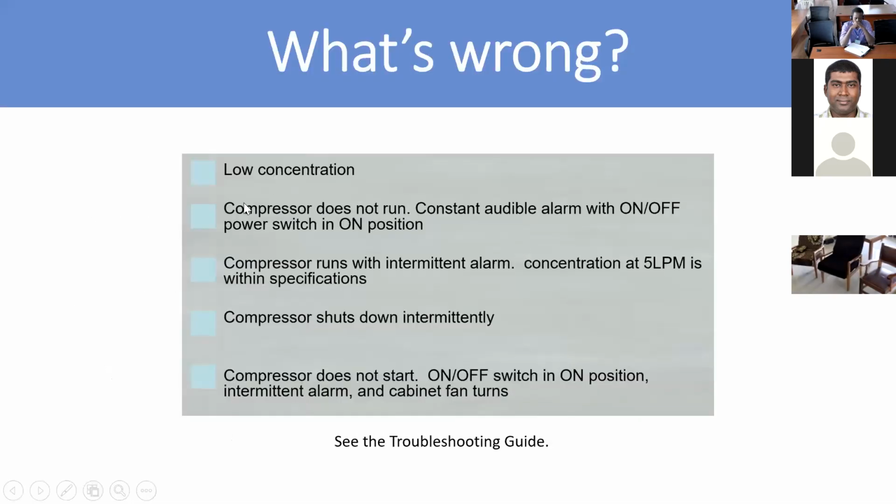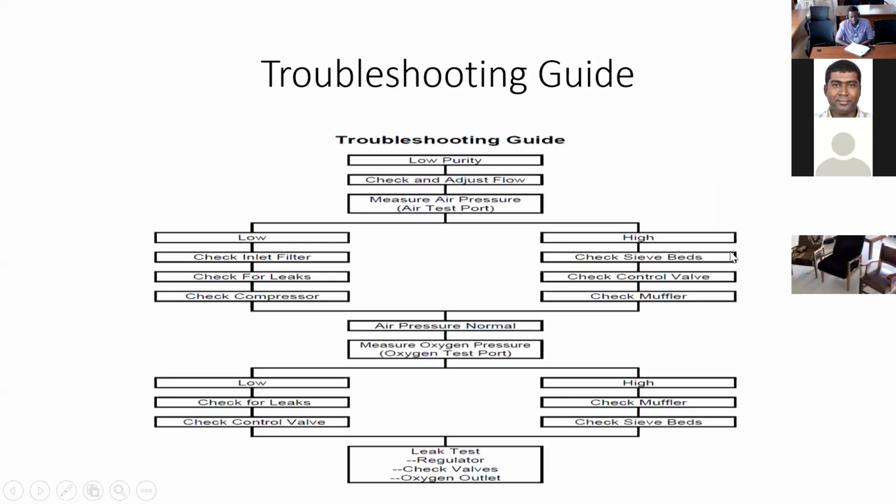So what's wrong? Low concentration; compressor does not run and you get an audible alarm; on/off power switch in on position; compressor runs with intermittent alarm and concentration at 5 liters is within specification; compressor shuts down intermittently; compressor does not start. All these are symptoms that you can see, and you can follow the troubleshooting guideline.